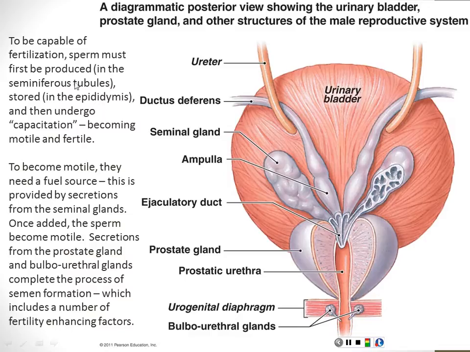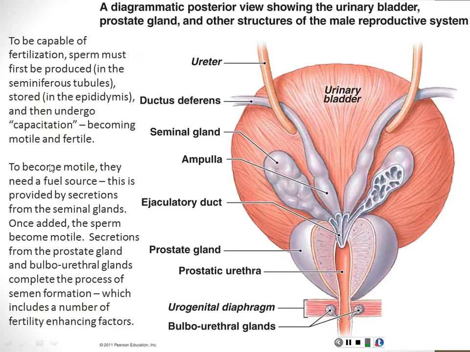So the sperm cells are produced in the seminiferous tubules. They're stored in the epididymis. During that storage time, they undergo this capacitation, where they're able to become motile and they're able to become fertile. Now, sperm at rest in the epididymis, their tails are not moving. So it's like they're dormant. That flagella and the swimming motion isn't triggered until these other secretions are added during ejaculation. So the sperm don't come on until they're ready to do their thing.